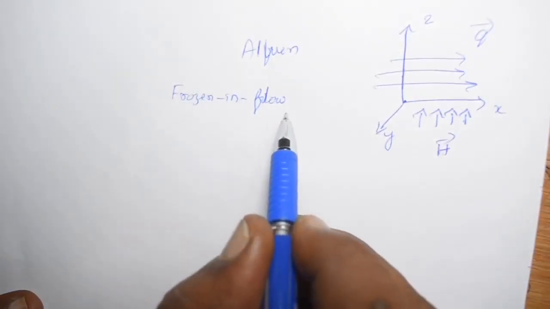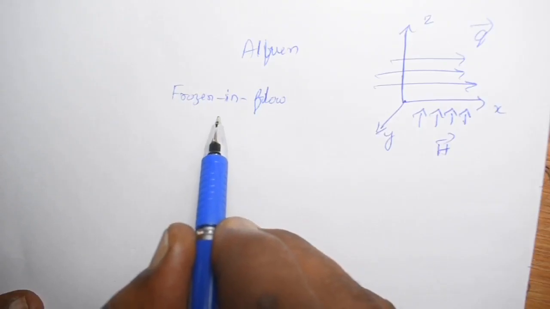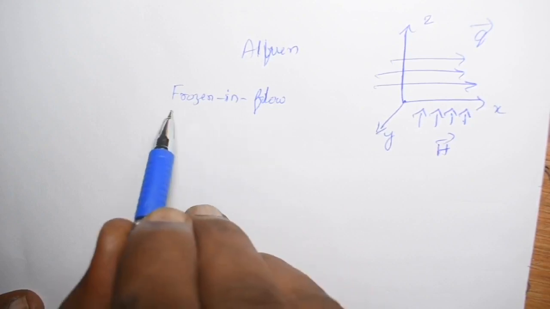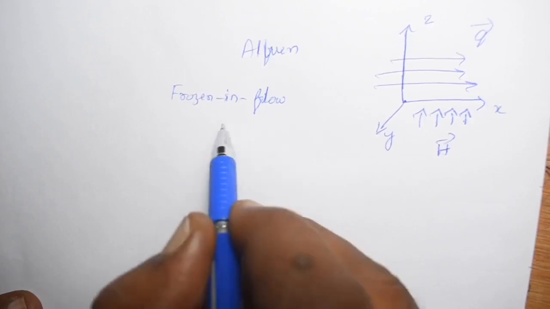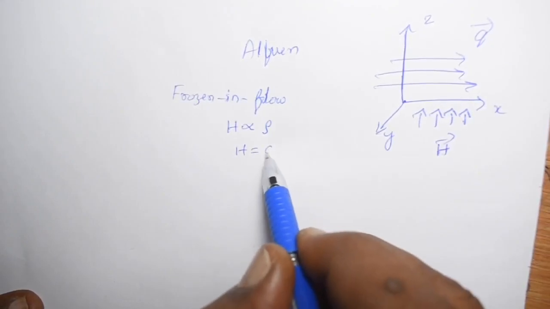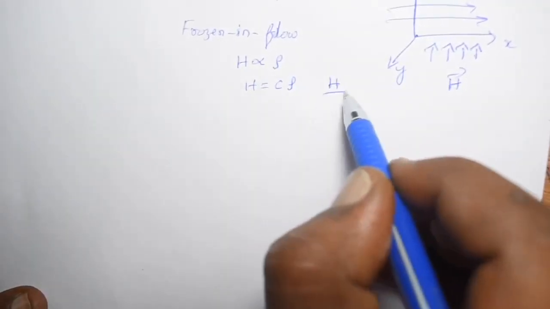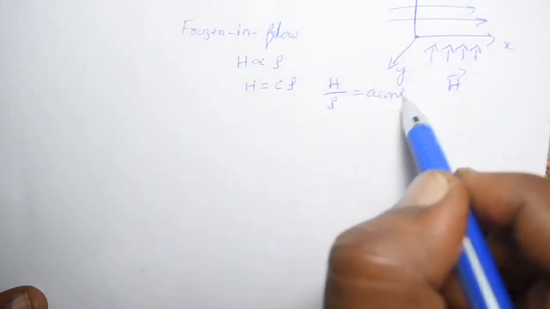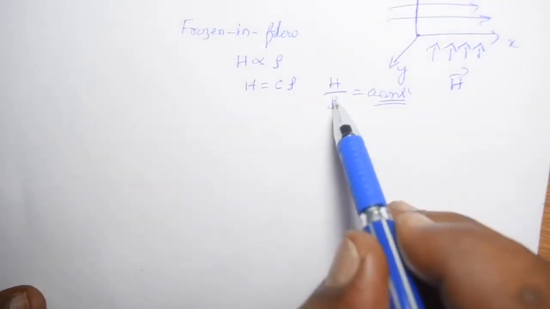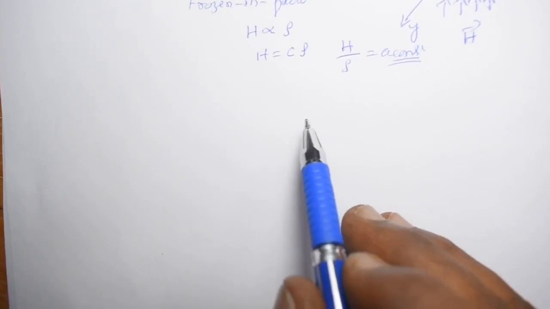I told you what we mean by the frozen-in flow condition. It means that H is a function of density only. So you have to prove the frozen-in flow condition, that H is proportional to density, or H is equal to some constant into density. To prove this, you have to show H by density is equal to a constant. Let's see how to prove this.